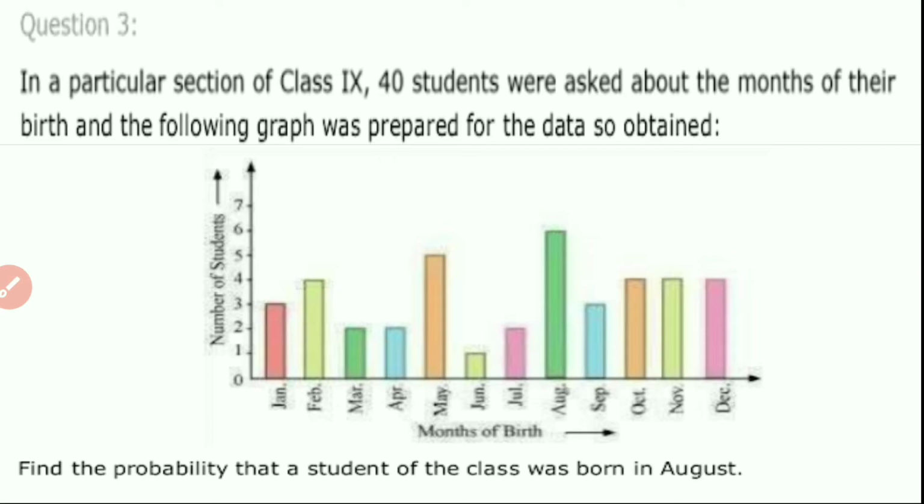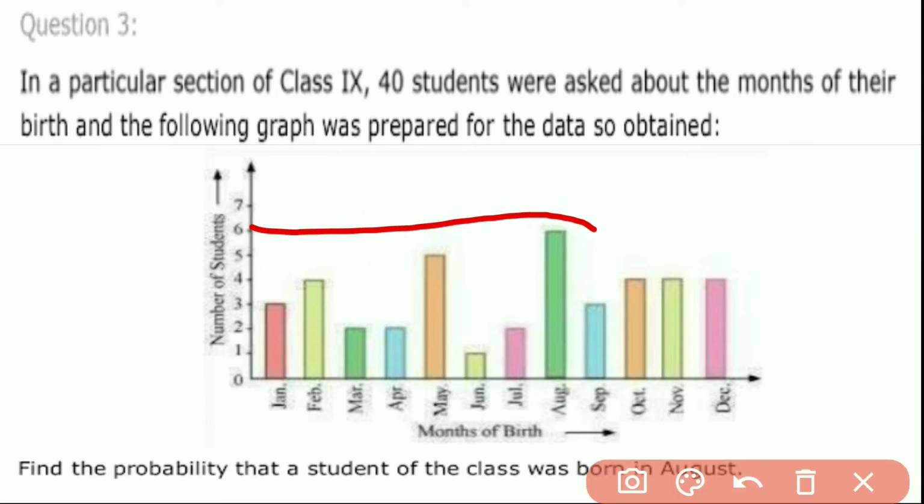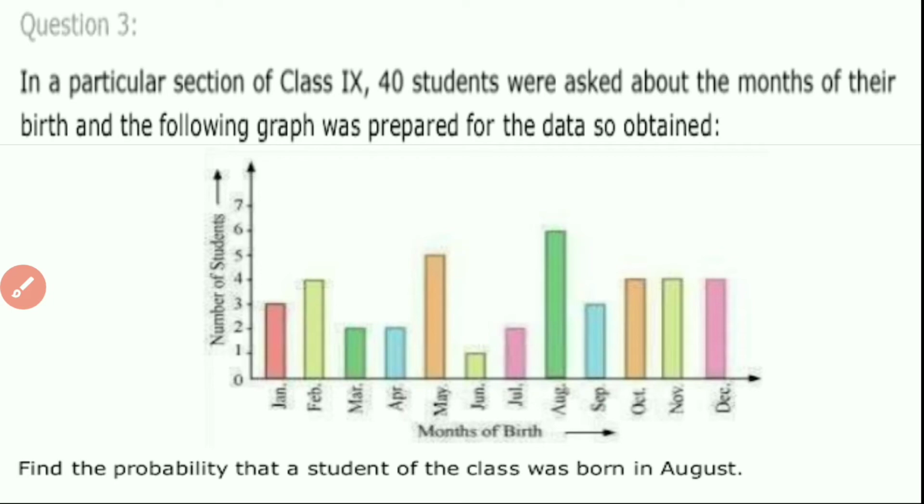So in the class there were 40 students, and students were born in different months. The number of students is taken on the y-axis, and the months on the x-axis. Find the probability of a student in the class being born in the month of August. For August, you can see children, the number is 6. That 6 is the number of students born in the month of August.